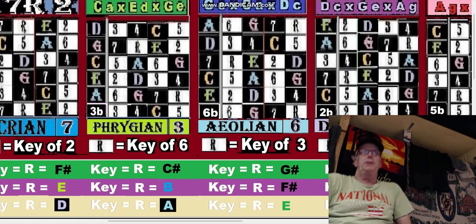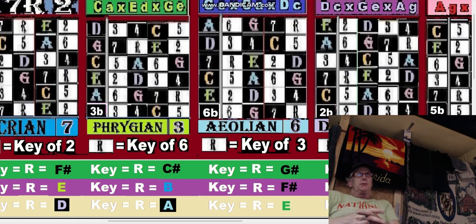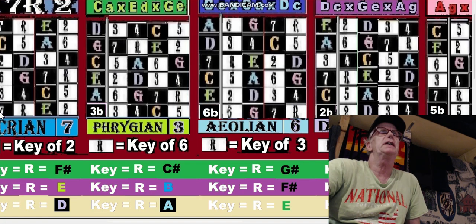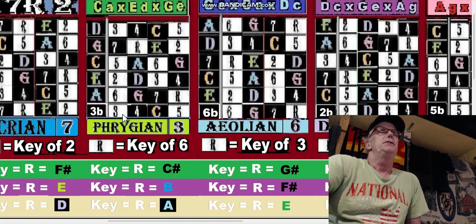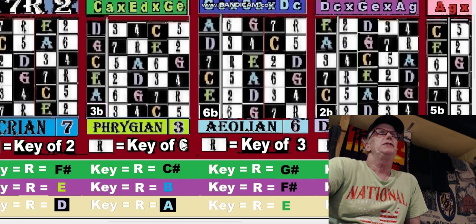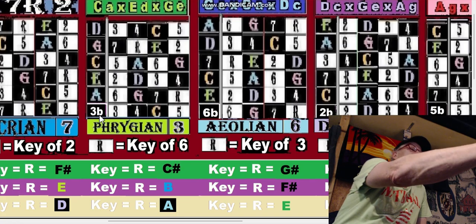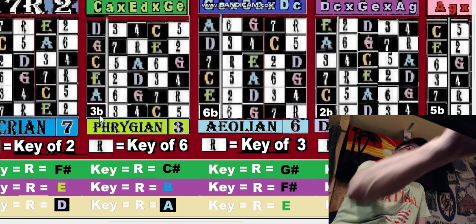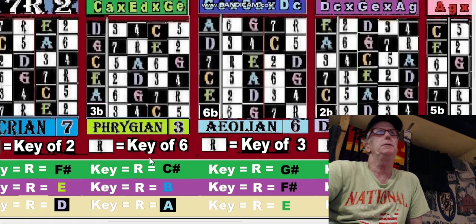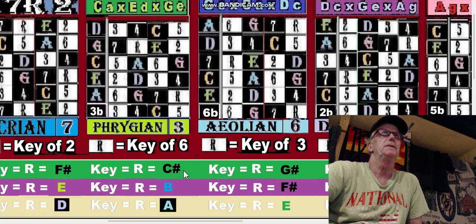Alright, so the first thing we're doing is we're looking at the different cages. This is a Phrygian, but it's a Phrygian in the key of 6. No matter what this note is, mostly it would be E tuned. If this is E, then this would be F.